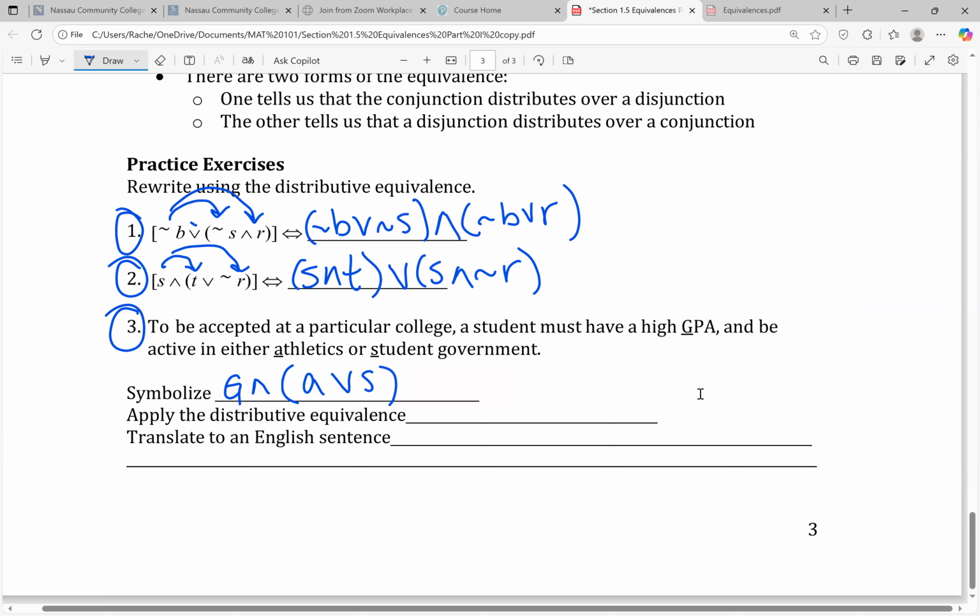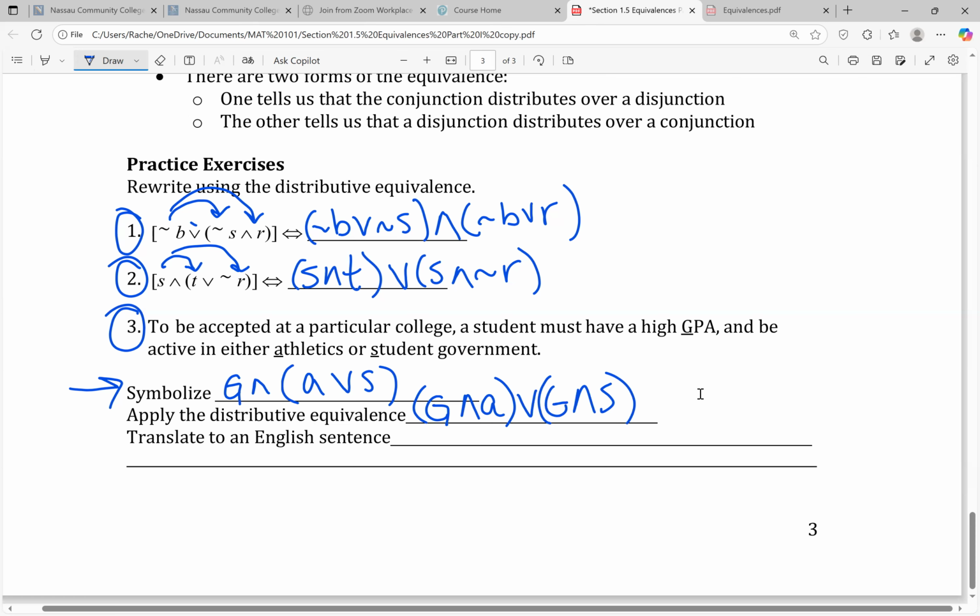So now let's apply the distributive equivalence. What is this statement equivalent to? The main connective here is the and statement. So that's going to distribute over the or statement. So we're going to have G and A, and then or, the disjunction, G and S. So those two statements are equivalent. And let's translate to an English sentence.